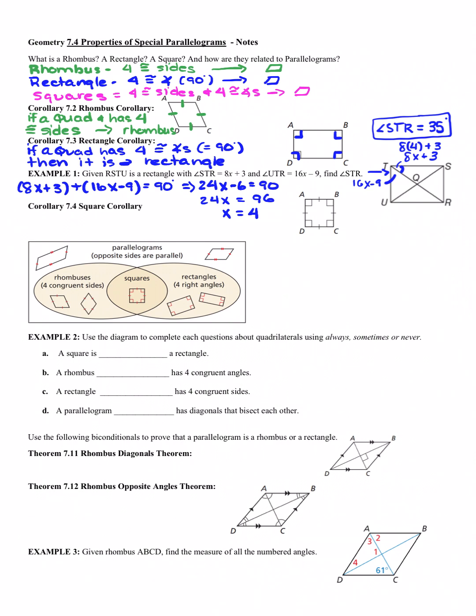All right. Then we have our square corollary. So if you have a quadrilateral with four congruent sides and four congruent angles, then we know it is a square. Because a square is both a rhombus, an equiangular rhombus, and an equilateral rectangle.